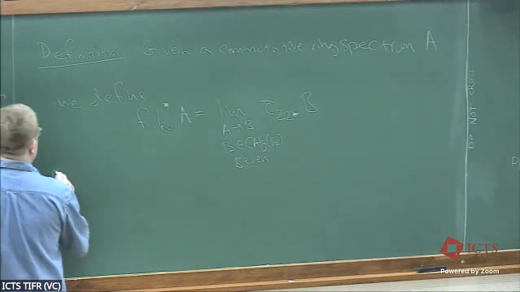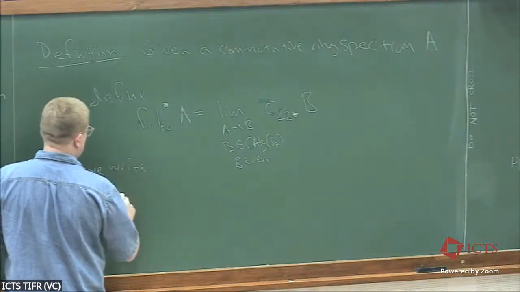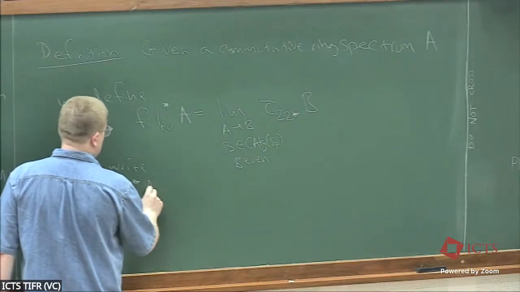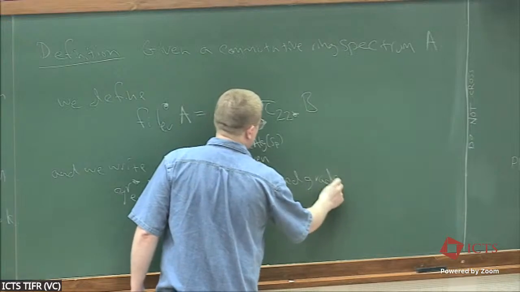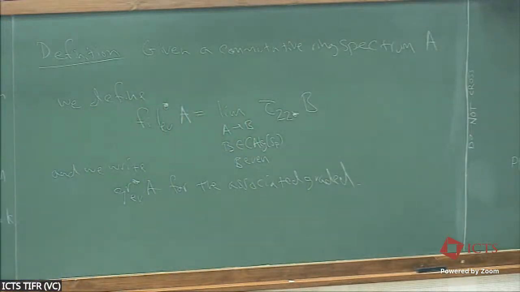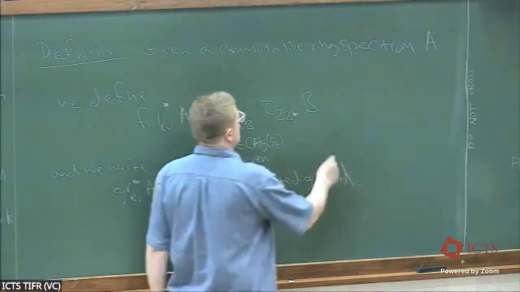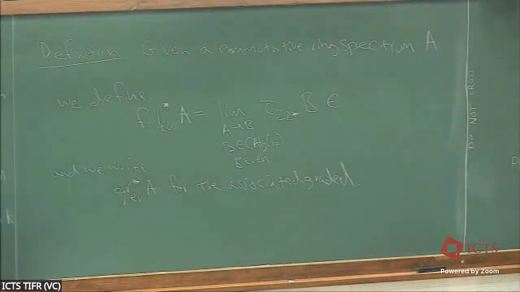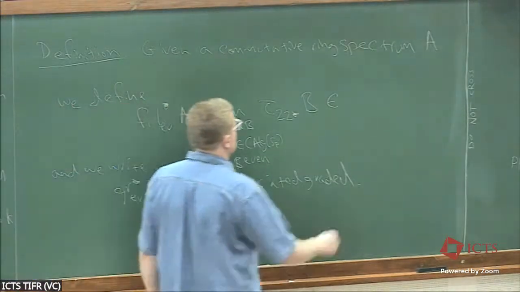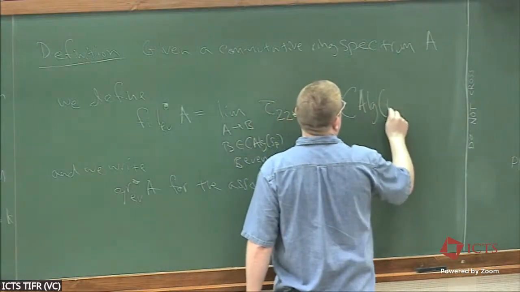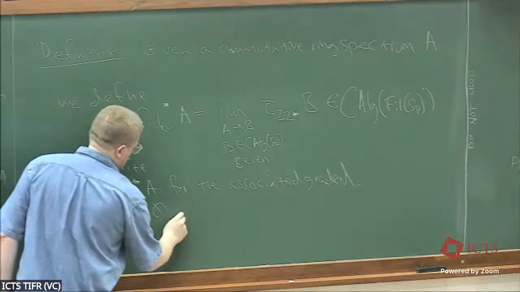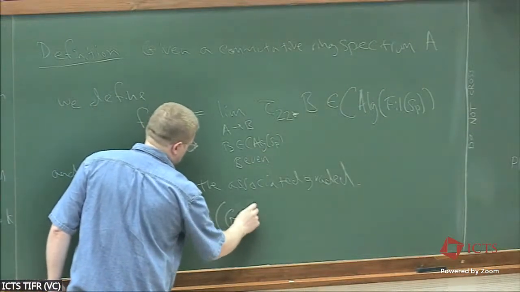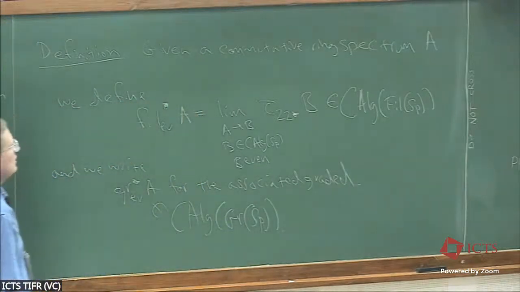And then we write even of A for the associated graded. So in this sense, if you apply this functor to this filtered object, I just want to point out that, because of this fact, this is going to take values in commutative algebras in filtered spectra. And this is going to take values in commutative algebras in graded spectra. Okay. So that's the first observation.